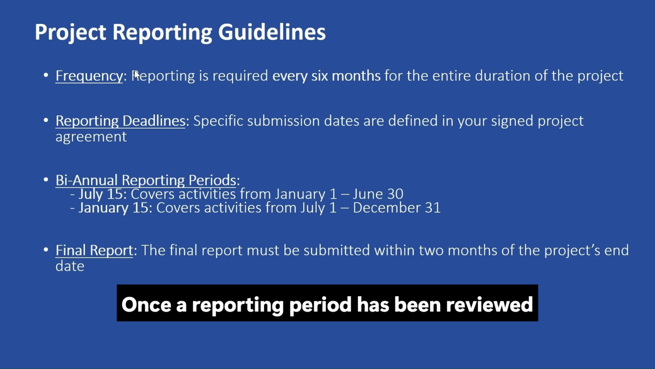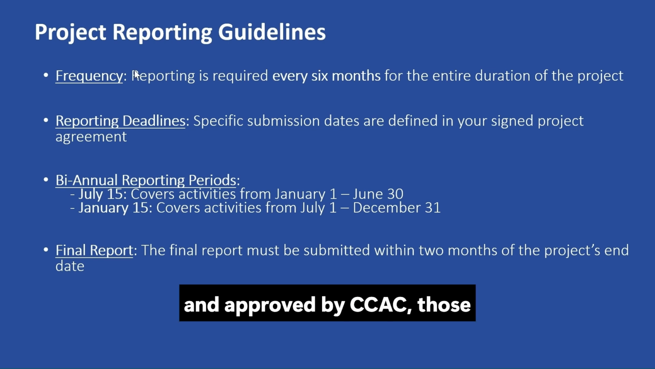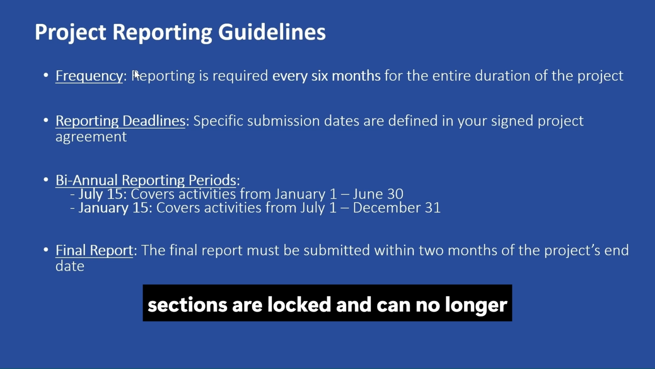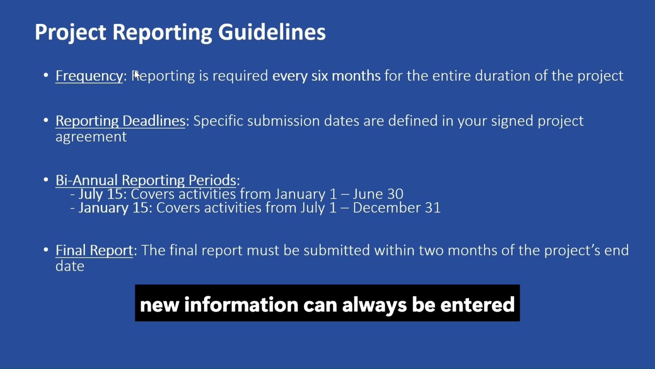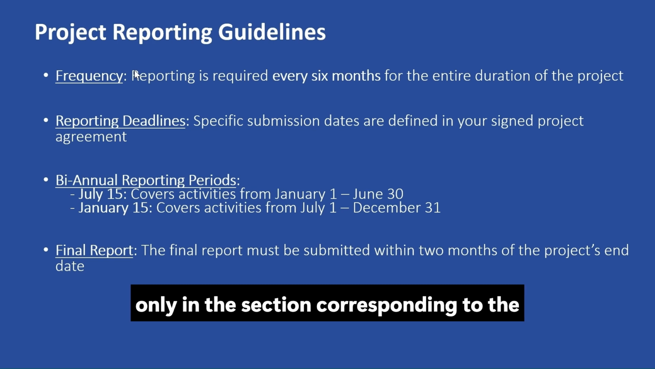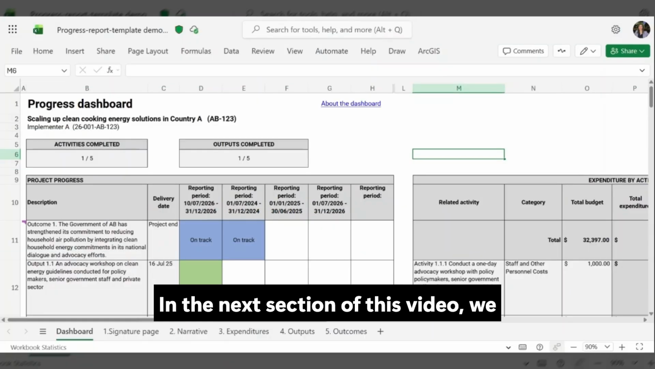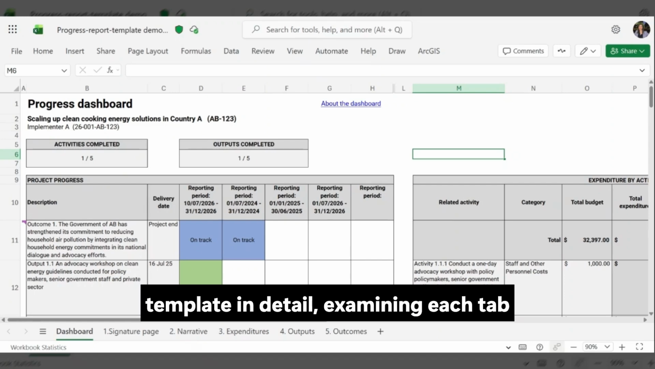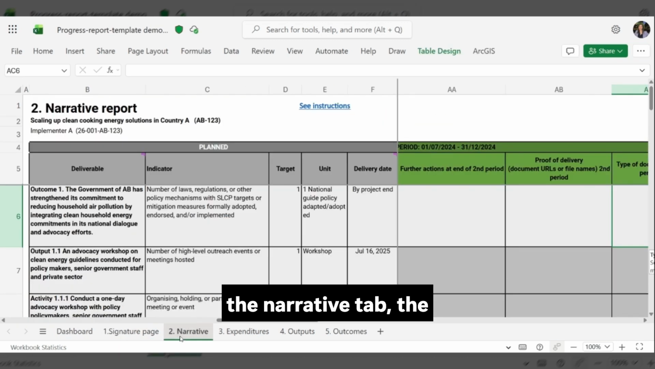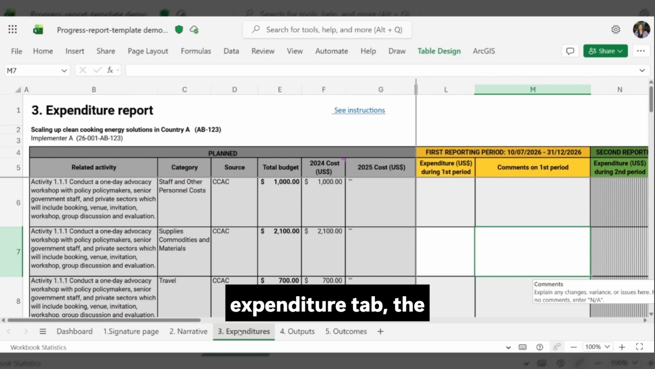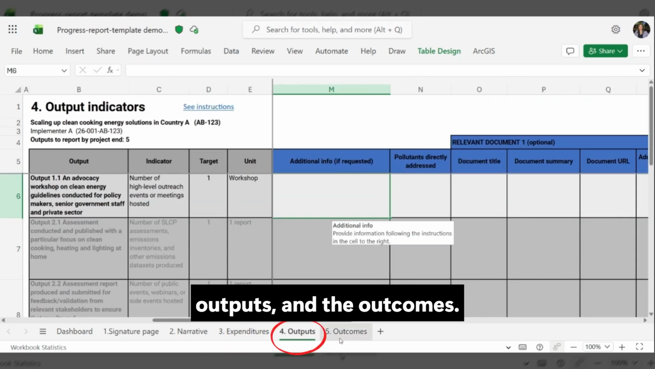Once a reporting period has been reviewed and approved by CCAC, those sections are locked and can no longer be edited. For this reason, new information can always be entered only in the section corresponding to the current reporting period. In the next section of this video, we will review the Progress Report Excel template in detail, examining each tab step by step. The template includes the Dashboard tab, the Signature Page tab, the Narrative tab, the Expenditure tab, the Outputs, and the Outcomes.